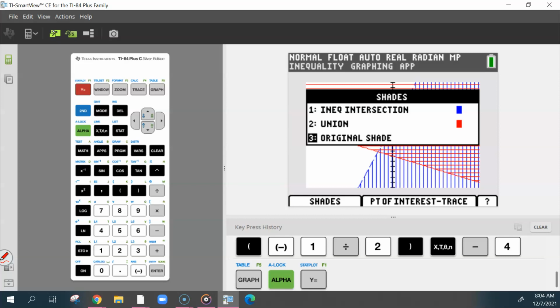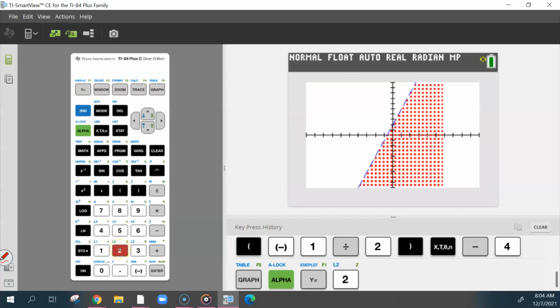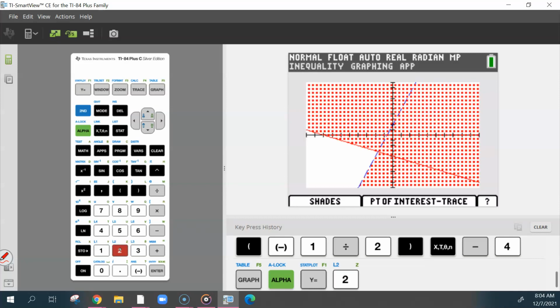The original shade would be like what you see now: the one, the second, and where they overlap. If you want to see just... I'm sorry, the union would be everything, so union doesn't really help us much. The intersection would be the one we actually want.